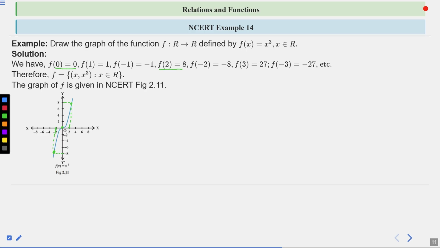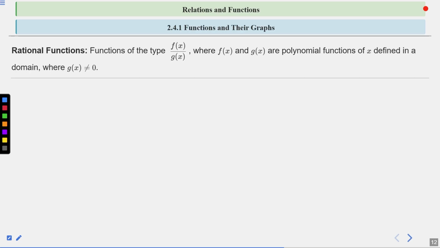Now for 1 comma 1, just assume that we are having 1 comma 1 somewhere here and -1 comma -1 somewhere here. Yes, so my graph will look like this as shown here. Is it clear how we are getting my x cube graph?